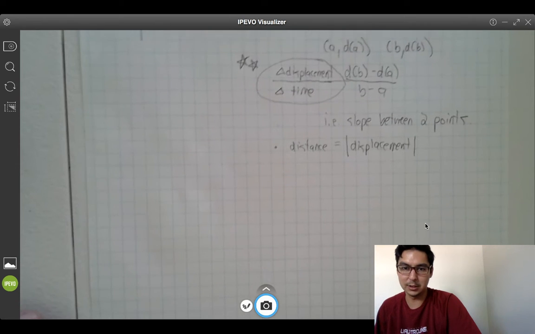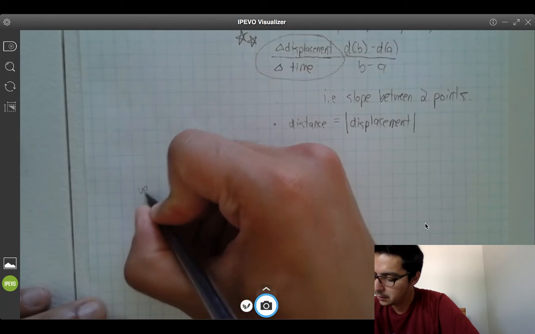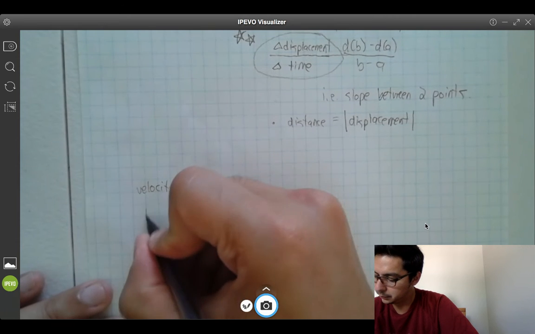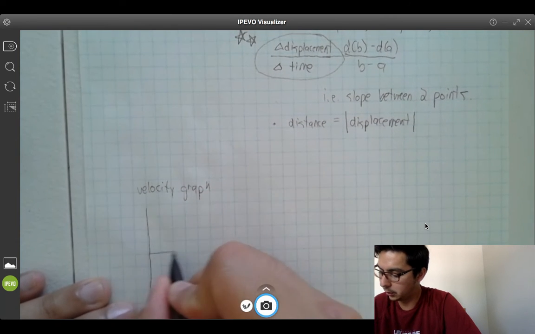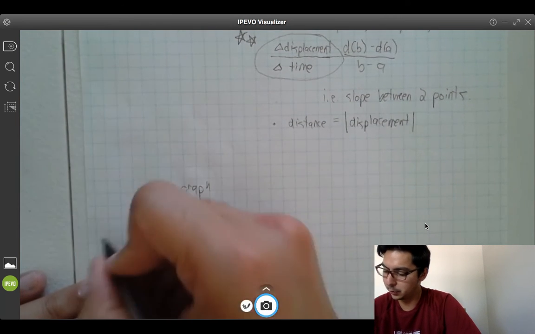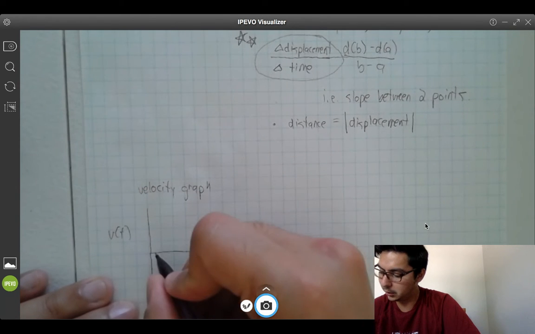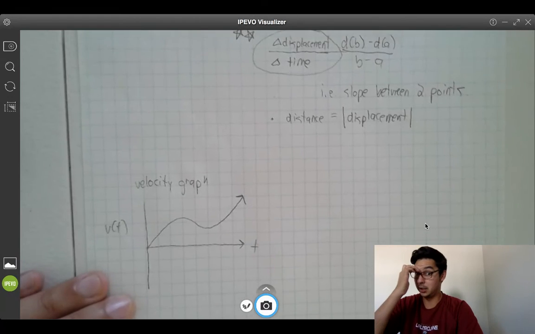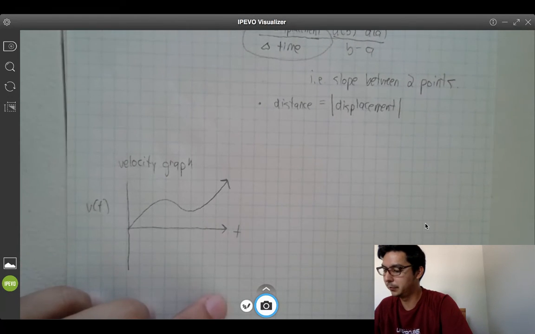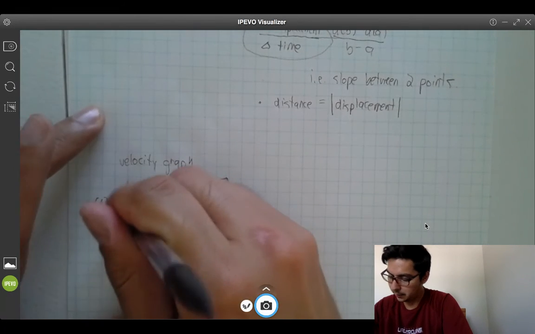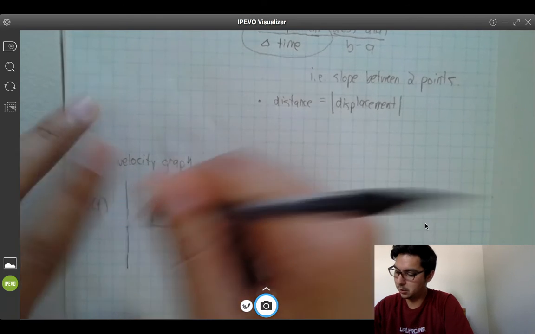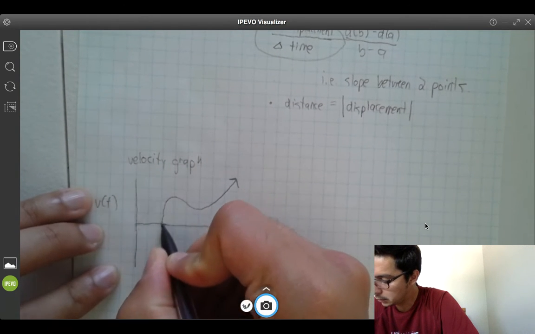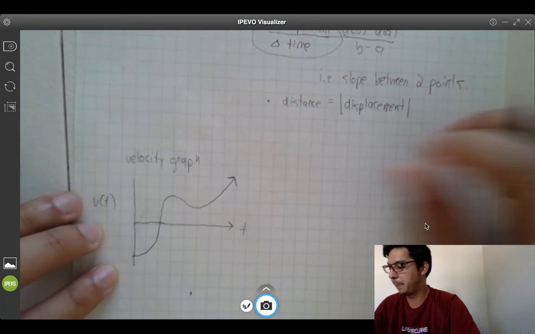As for velocity graphs, it can look however it wants for some time t. We'll call this v of t. And I'll make a graph that looks something like that. Why not? I actually don't like that. Hope you're not copying along. Let's do one that looks like this.